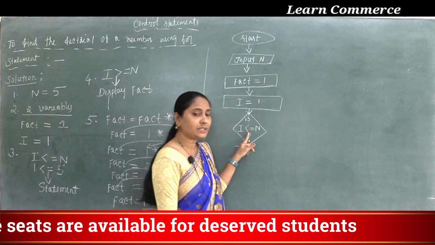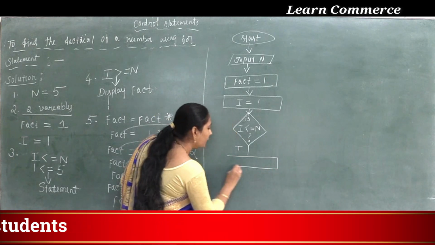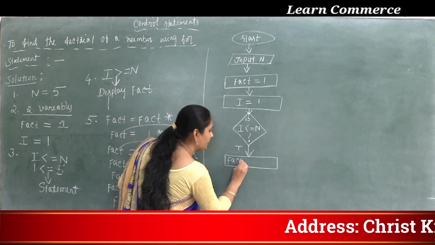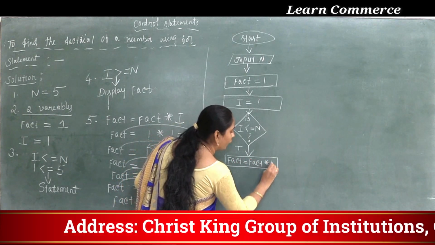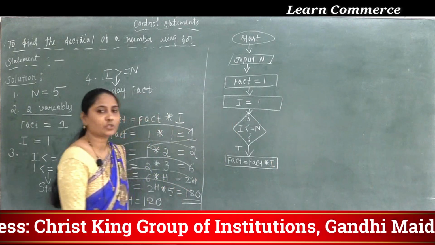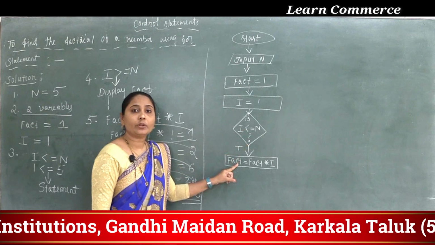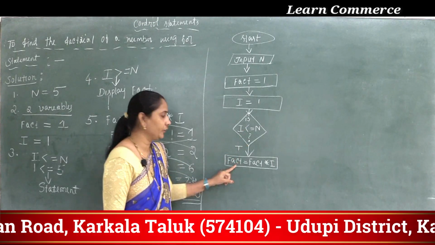So if such condition is true, then sure, one calculation is going to occur. The calculation is the fact value is equal to fact into I. Okay, the fact value is equal to fact into I. If this condition is true, one calculation happens. The calculation is fact is equal to fact into I here.